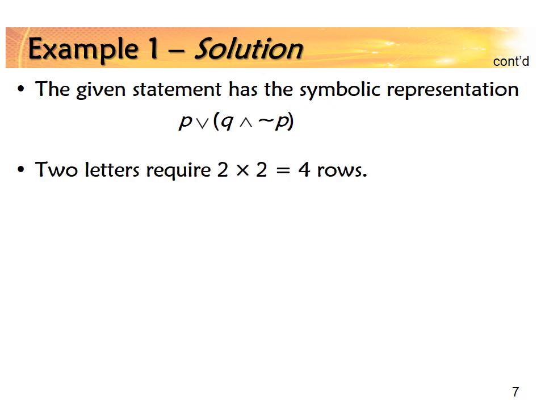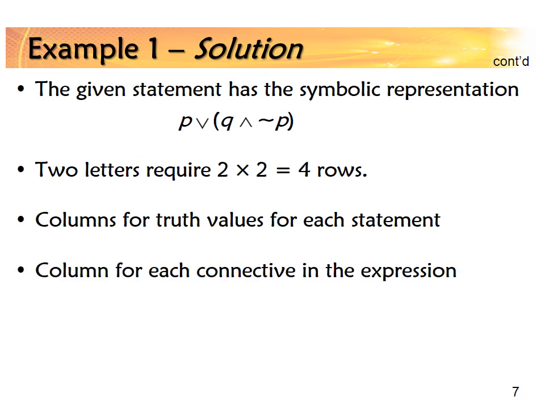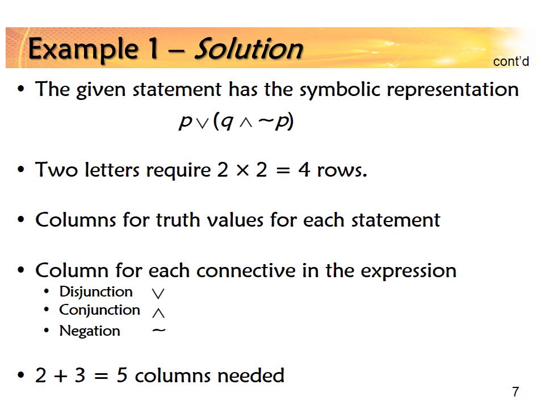So I have two letters, so that requires a 2x2 truth table with 4 rows past the label rows. We're going to get columns for each statement and a column for each connective in the expression: a disjunction, a conjunction, and a negation. So we have 2 columns for P and Q, and then 3 more columns for our connectives. We need 5 columns in total.